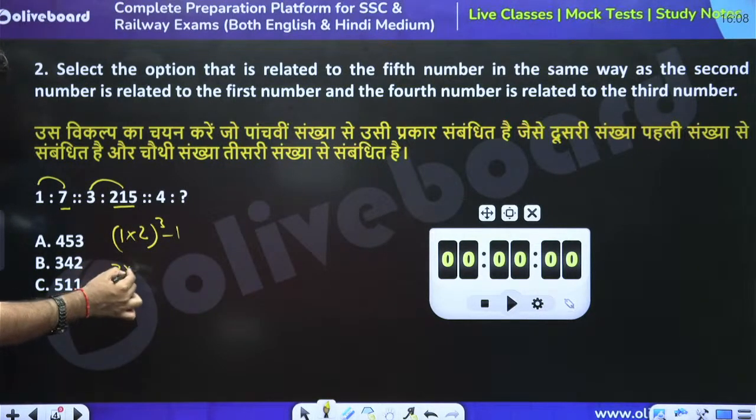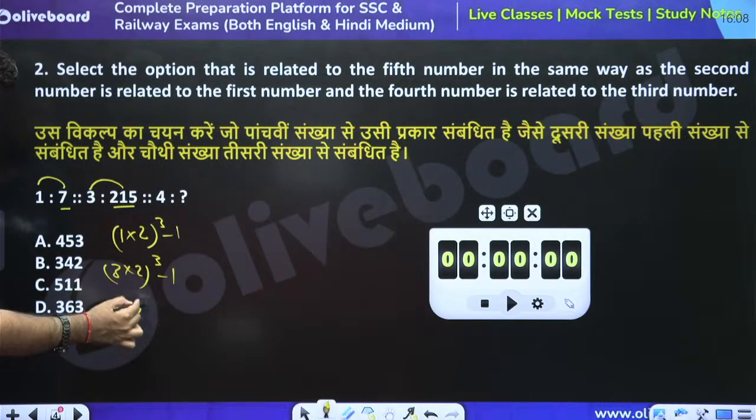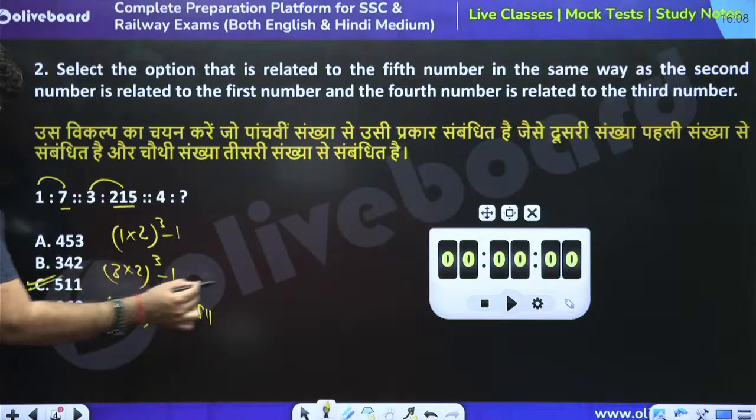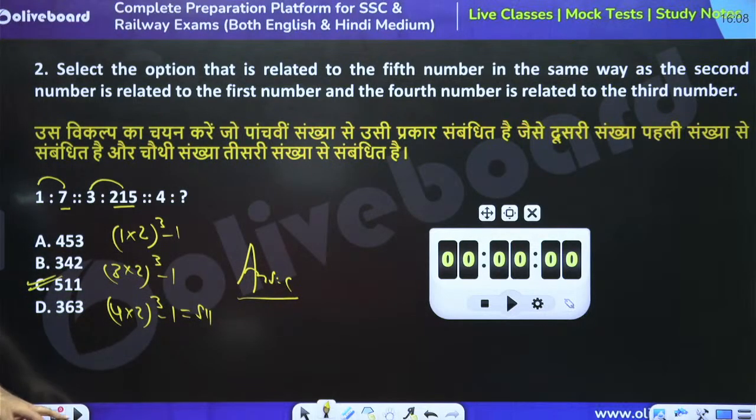Similarly, 3 is being multiplied by 2, you're cubing it and subtracting 1. So 4 will be multiplied by 2, you'll get 8, you'll cube it and subtract 1. You'll get 511. So option C is the correct answer. Clear? Any issues, any problems, you can put it in the chat box.